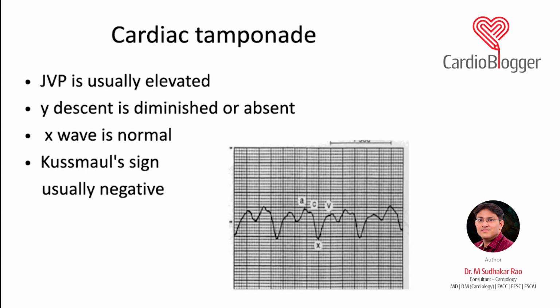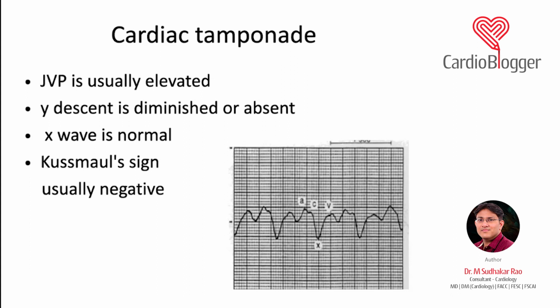Maybe in tomorrow's class on pulse, I will tell you again, the pulsus paradoxus is very important because on inspiration, what happens with the BP? The BP falls less than 10. But if the blood pressure falls more than 10 mm of Hg on inspiration, it is known as a pulsus paradoxus. So that is one important thing.